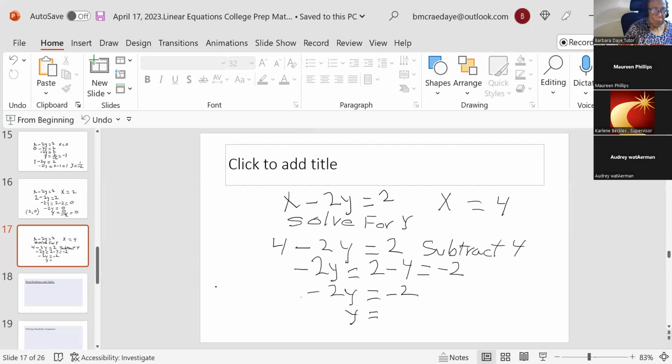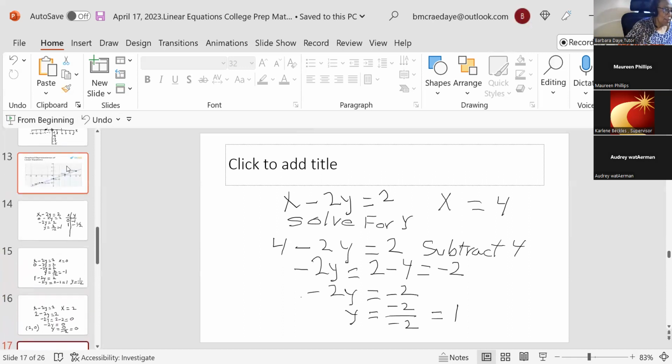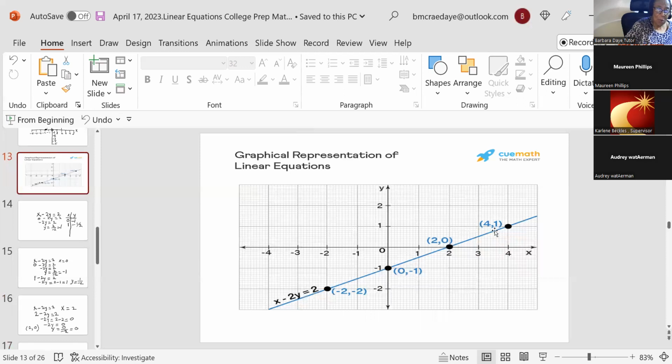So x will be 4. What is y? y is -2 divided by the coefficient -2, and that's equal to 1. Okay, now let's go back to our graph and see if that's what they got here. There we go. x is 4 and y is 1. So we know that's correct, right? See, they plotted it here. There's the 4 for the x and the 1 over here for the y.